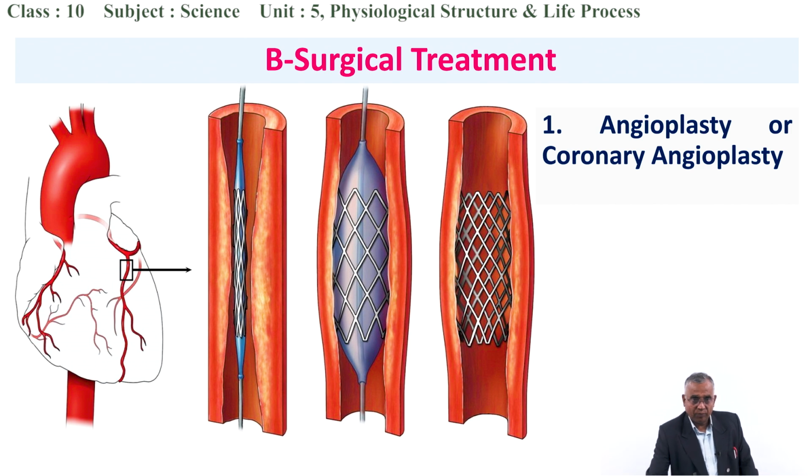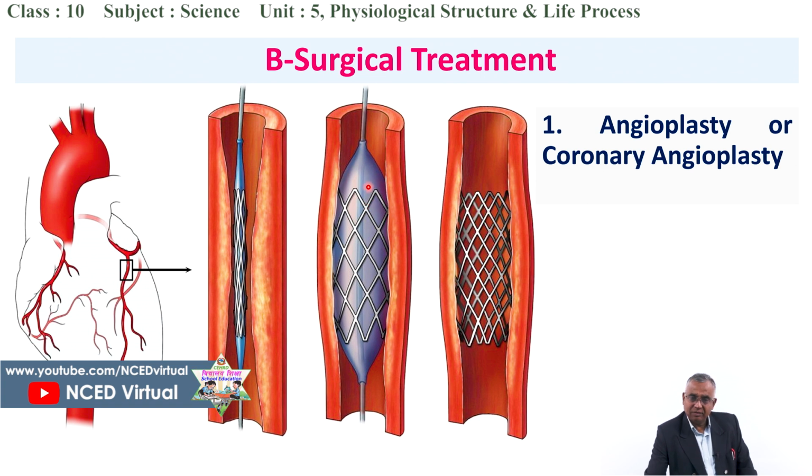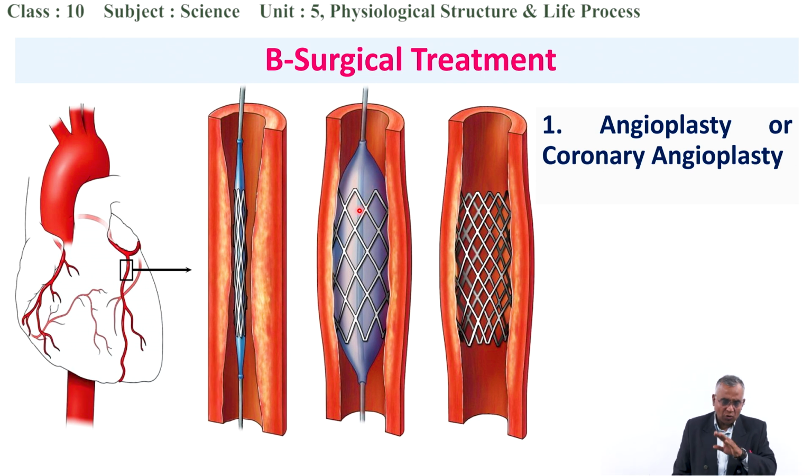So at the place of the problem, at the place of plaque, when this catheter reaches there, what happens? The balloon is inflated. And if there is no stent, then this balloon is inflated repeatedly, by which the plaques are pressed and become thin.